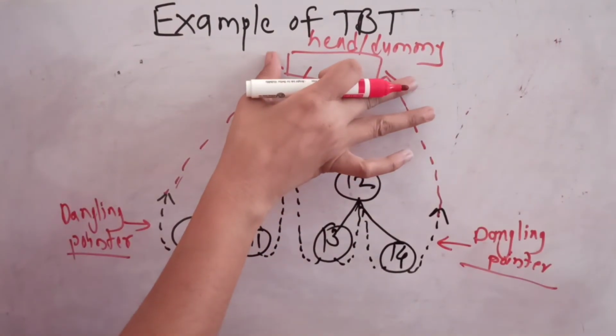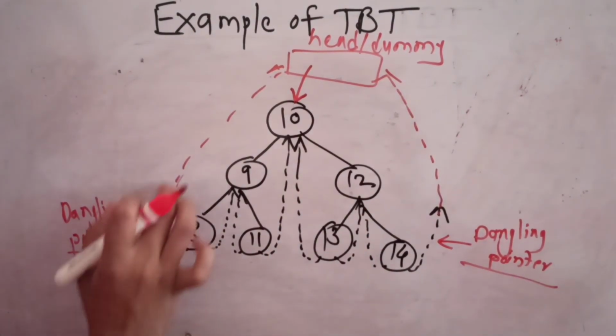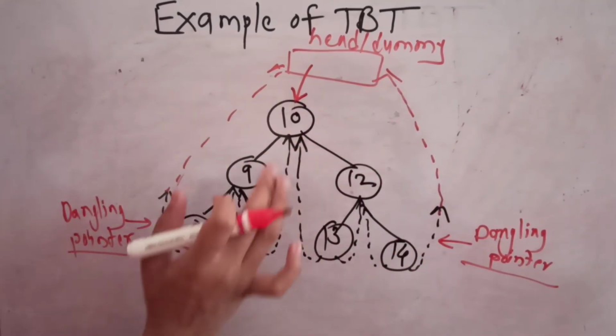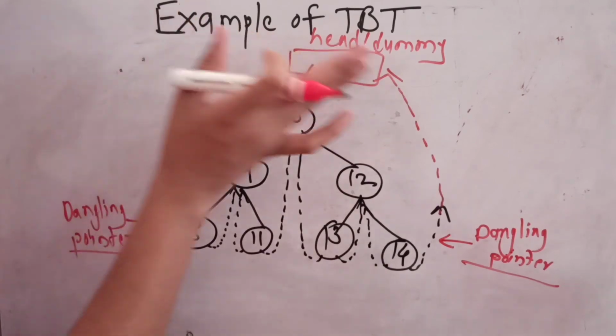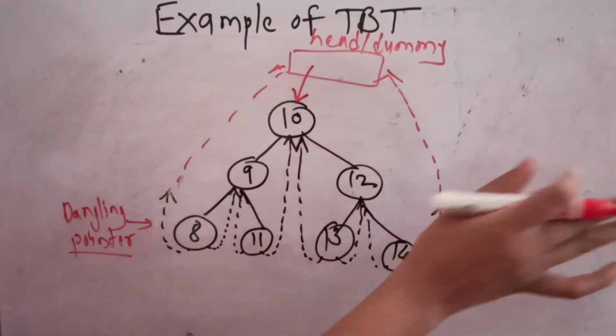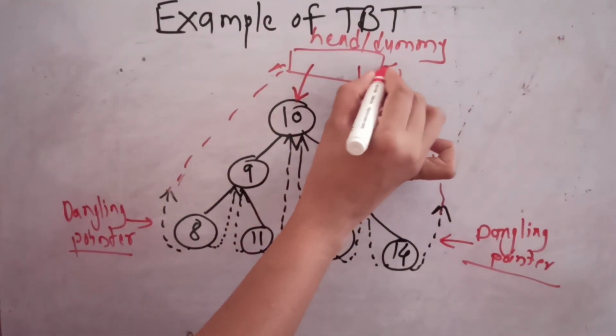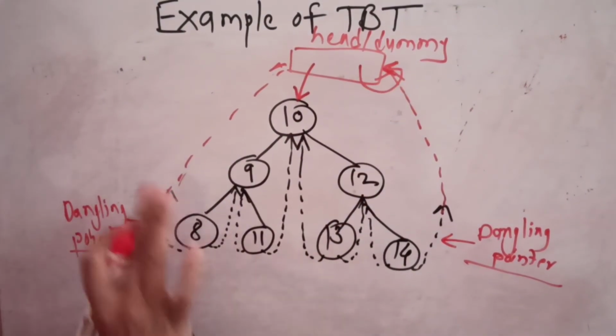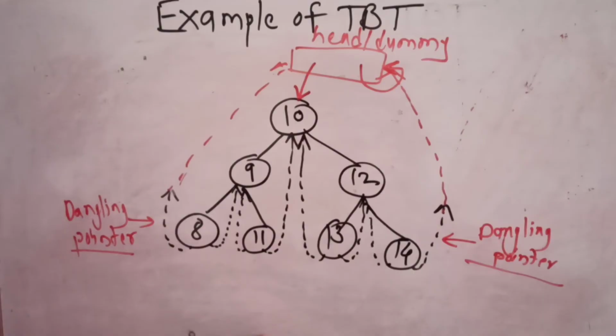One dummy node or the head node we are using only to attach these free pointers or the dangling pointers, and the actual TBT is acting like the left child for this head node only. No right child is present for the head node, so we are attaching the self-referential link this way also. So this is the complete example of the TBT.